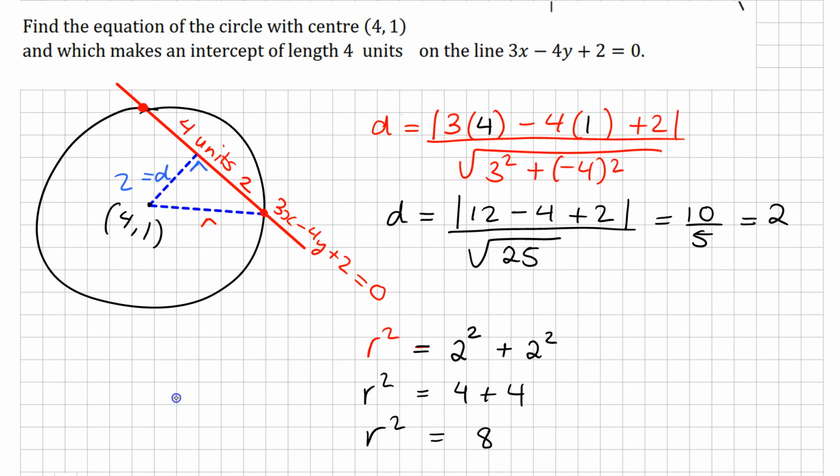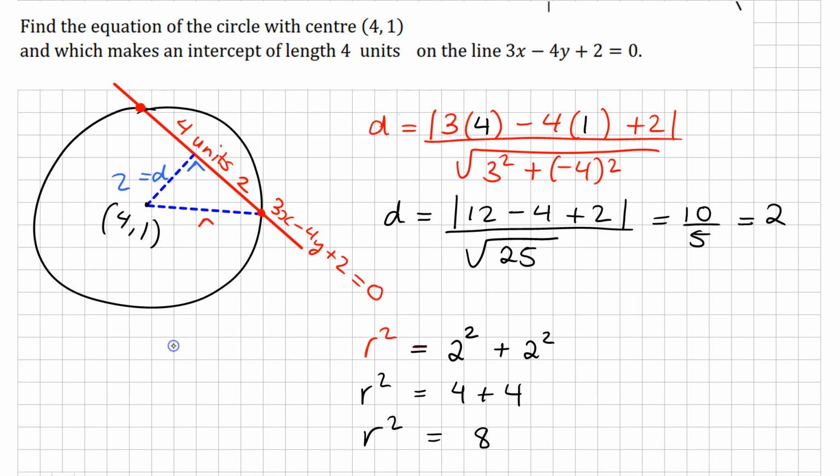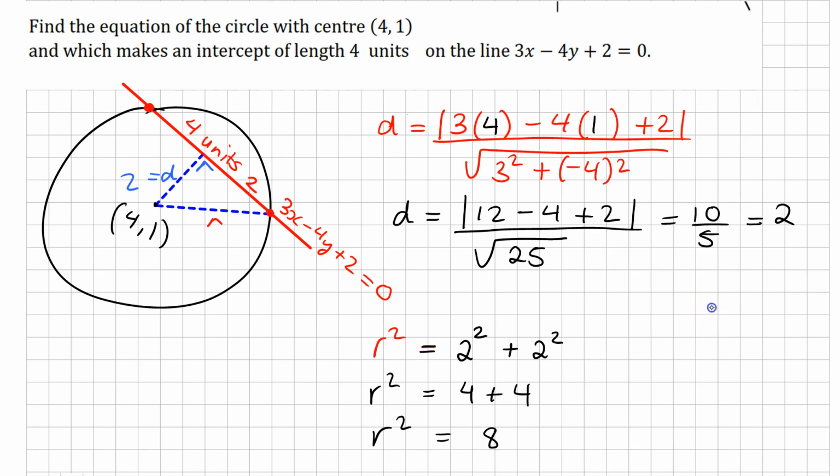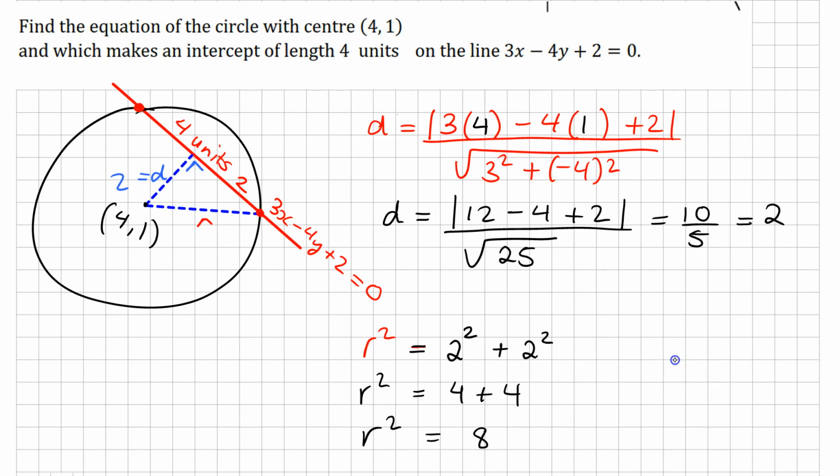Now I'm going to leave it as the radius squared because I'm going to make the equation of a circle, and to make the equation of a circle, I need radius squared. So this implies my circle will be (x minus 4) squared plus (y minus 1) squared equal to 8. So remember to change your sign on your centre and then put it equal to the radius squared.